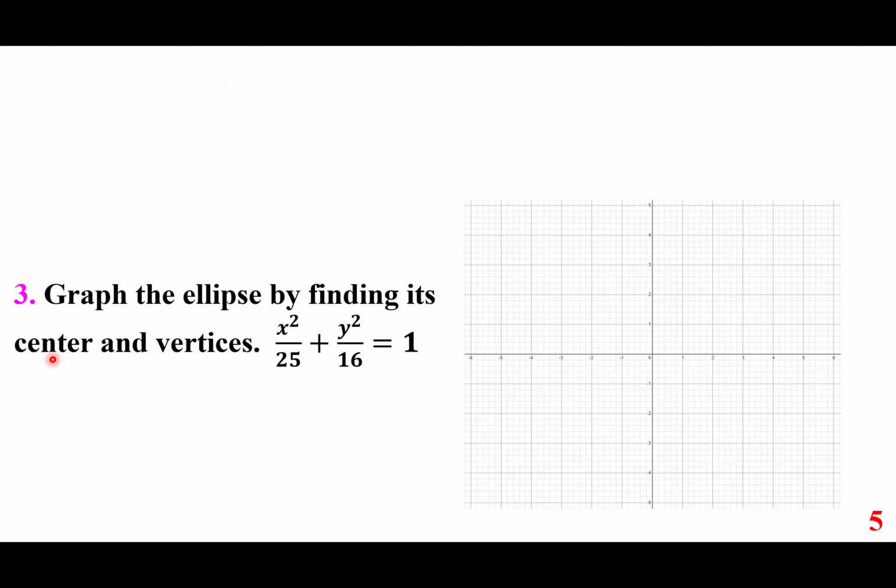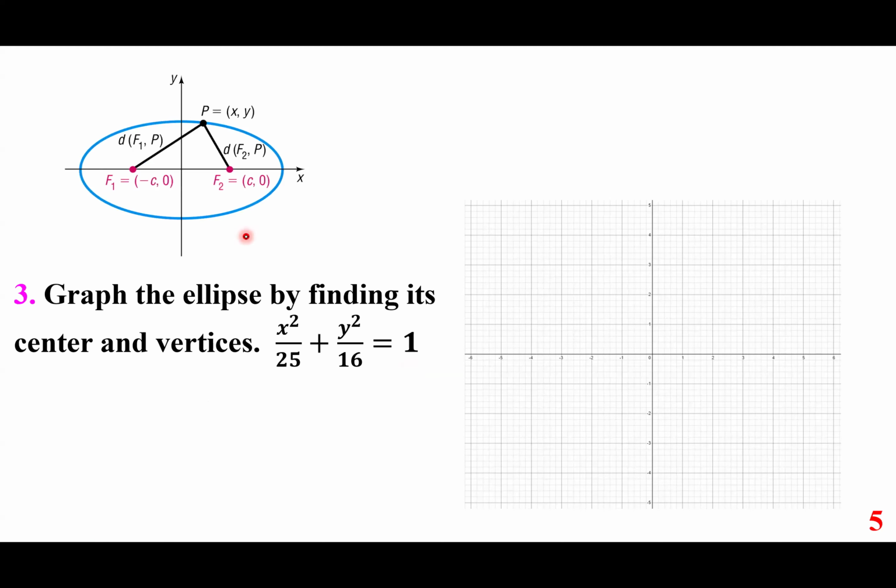Graph the ellipse by finding its center and vertices, x squared over 25 plus y squared over 16 equals 1. Here's the graph of an ellipse. Because it's elongated along the x-axis, that's the major axis. (a, 0) and (-a, 0) are considered the vertices. (0, -b) and (0, b) are the points considered co-vertices, if you will.